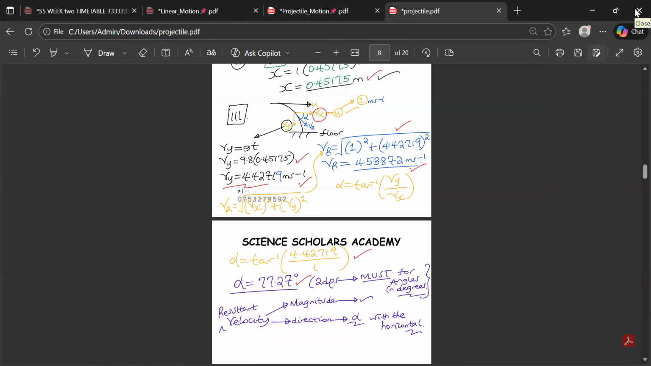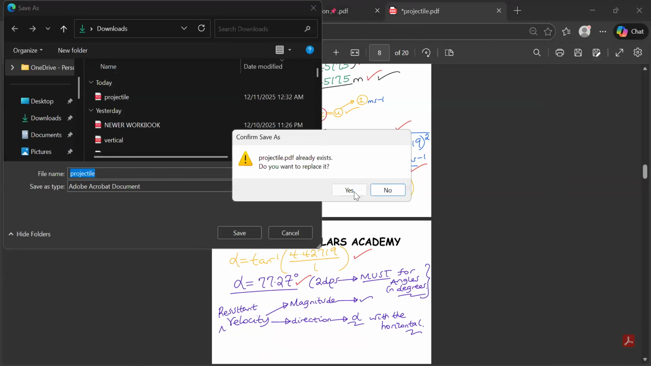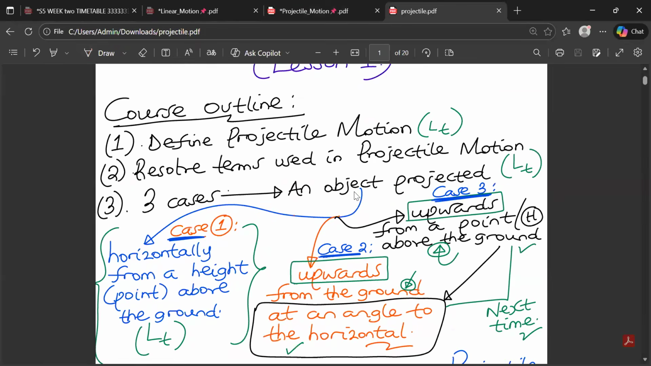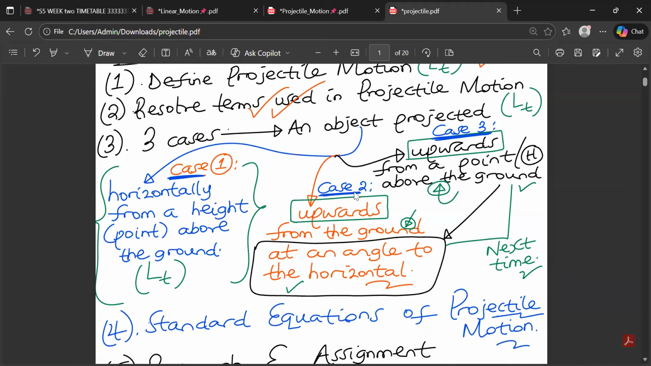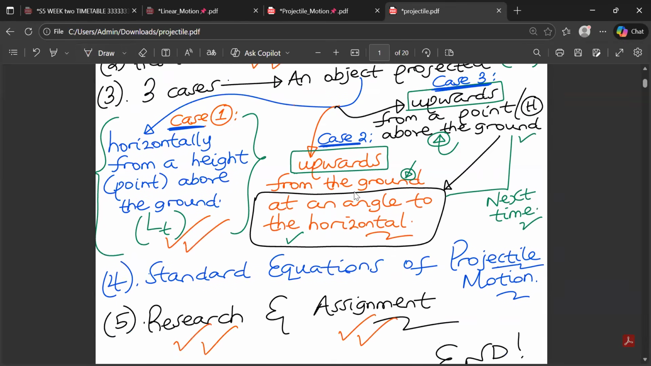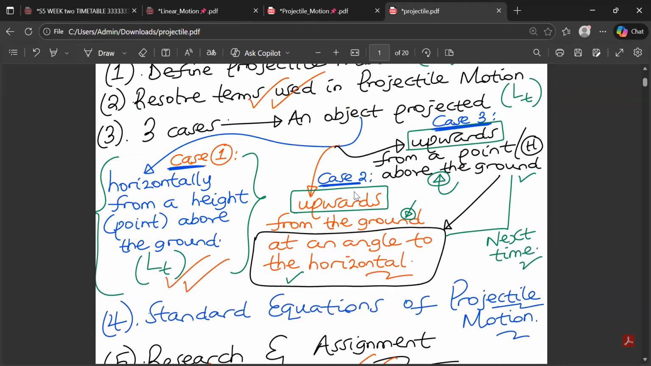So let me first save this document. Let's check the learning targets. Why I always want to finish my learning targets, because I feel happy when they are done. So we tried our level best and defined. I always enjoy ticking them. Resolving the terms, we resolved. Then cases, my learning target is dealing with horizontal projection from a height or point above the ground. Then these ones, they were for next time, case 2 and case 3 and others. Then you have the research, you have the assignment. That means you only have case 1, case 2, then standard equations, and I think we shall call it a topic.